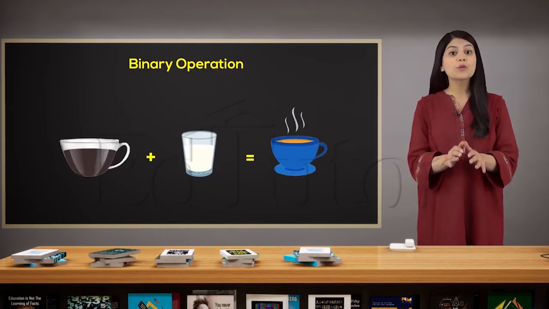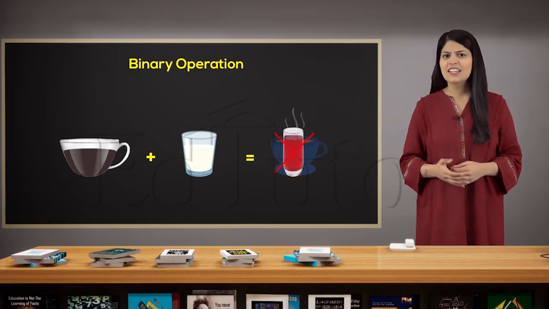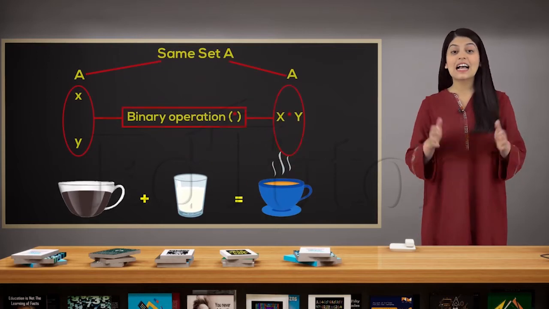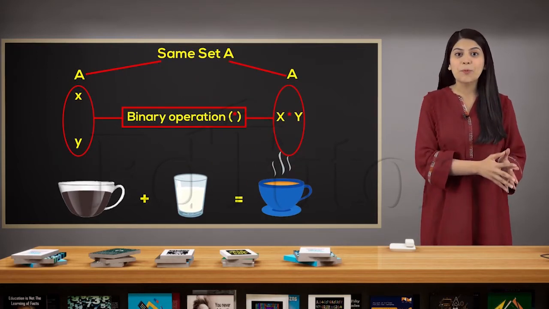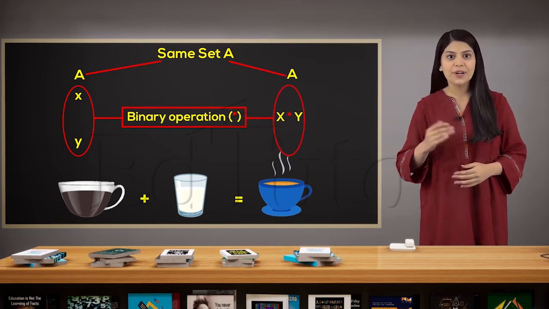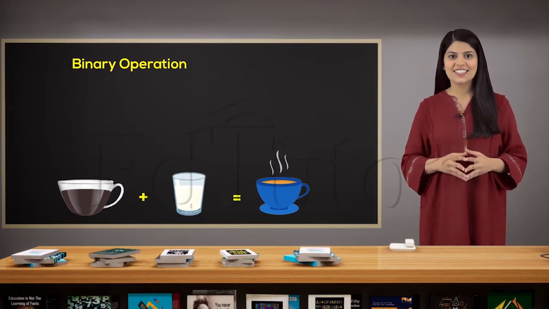Also, your output was something sensible. You didn't get something unexpected, like Rooh Afza or Pakola. It was just chai. And this leads us to the second important point of binary operations. The output of a binary operation should always belong to the same set as the inputs.